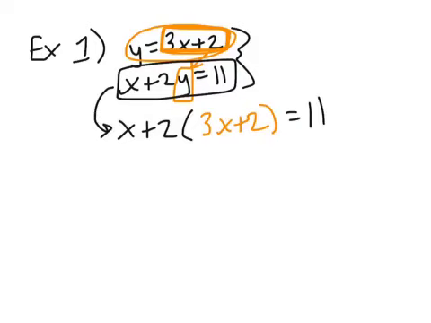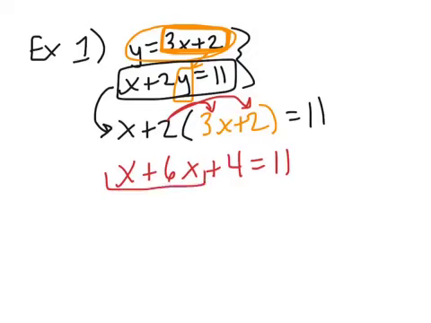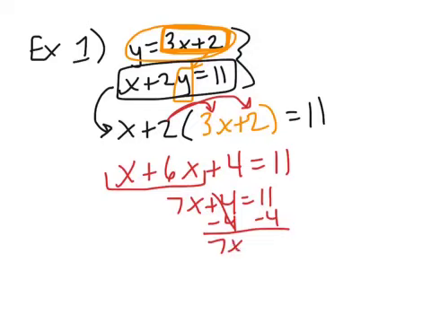Now I have one single variable, x, that I'm going to solve for. The first thing I have to do on the left side is distribute. So I have x plus 2 times 3x is 6x, plus 2 times 2 is 4, equals 11. On the left side I combine like terms, so I get 7x plus 4 equals 11. To solve for x, I'm going to subtract 4 on both sides. 7x equals 7, divide both sides by 7, so x equals 1. That's the first part of my answer.